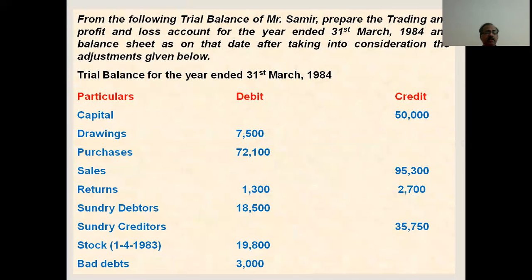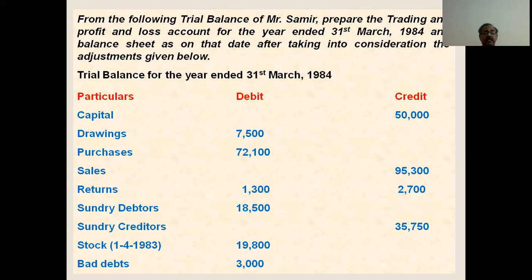So let us discuss. This is the trial balance, so we'll discuss one by one. In which statement will it come? For example, capital. Capital is a credit balance. It's a liability, so it will be showing on the liability side of the balance sheet, rupees 50,000. Drawings, debit balance, rupees 7,500. Whenever drawings occur, that results in the reduction of capital. So that is why drawings will be showing on the liability side of the balance sheet by way of deduction from capital.